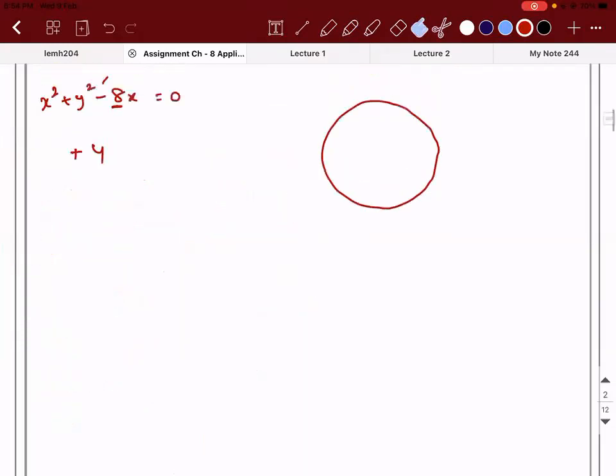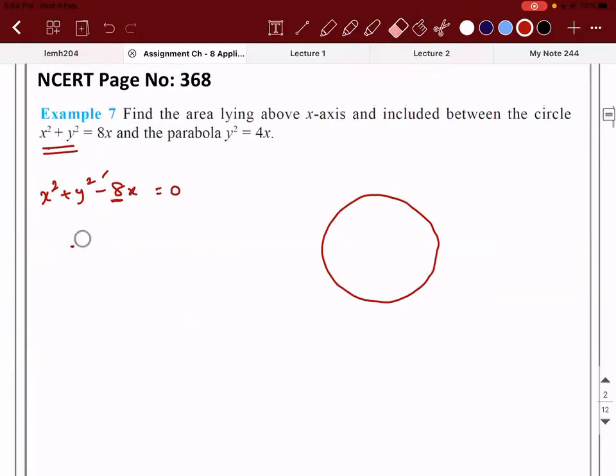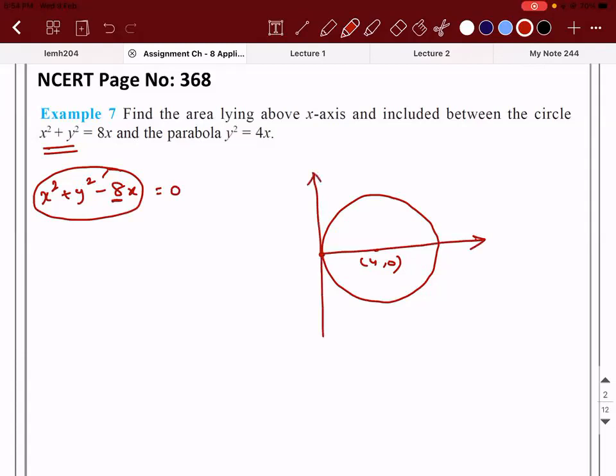So having this knowledge, the center of the circle is plus 4, right? So it is 4, 0. And remember, any equation without a constant will always pass through the origin. So origin is here. If you join them, it will be something like this.